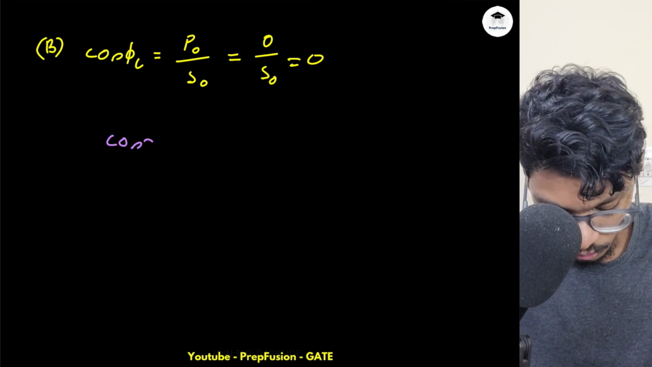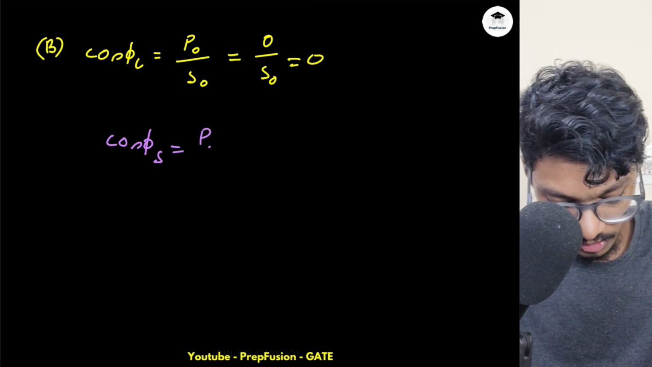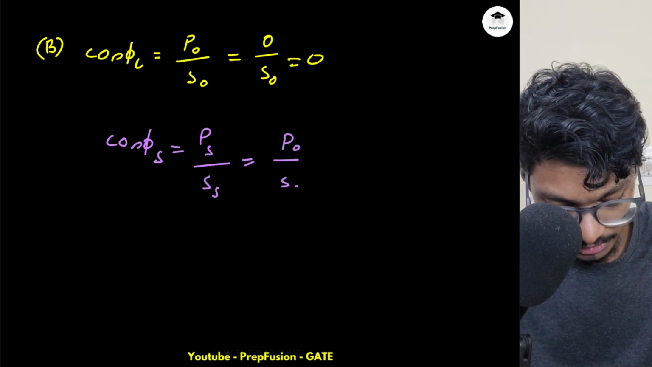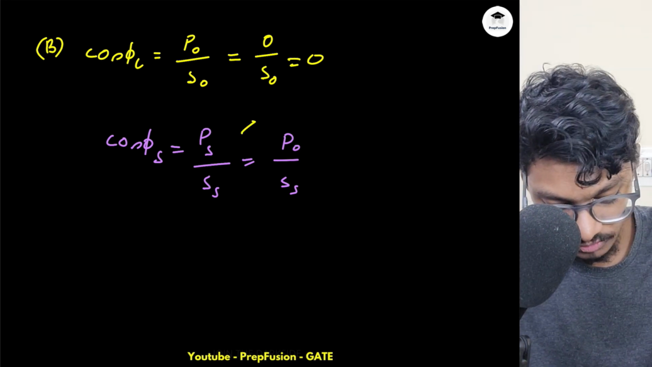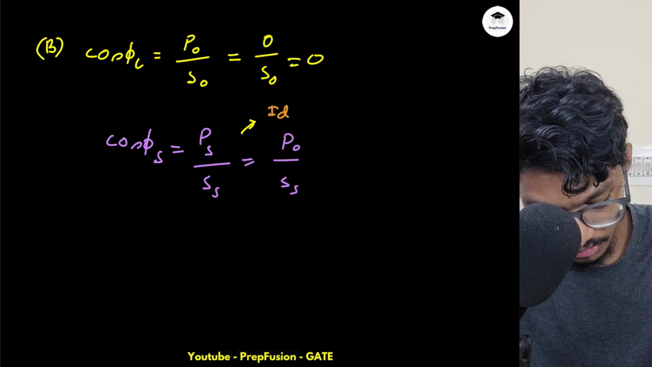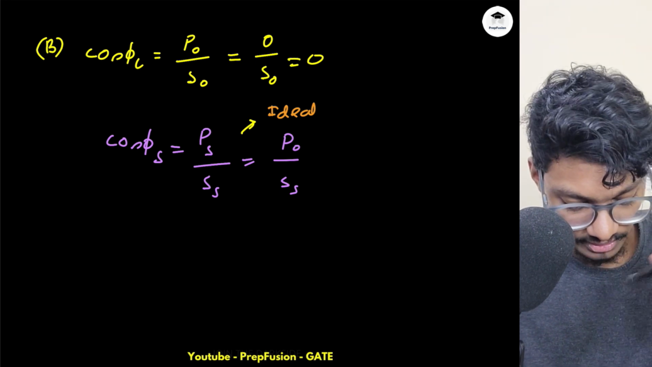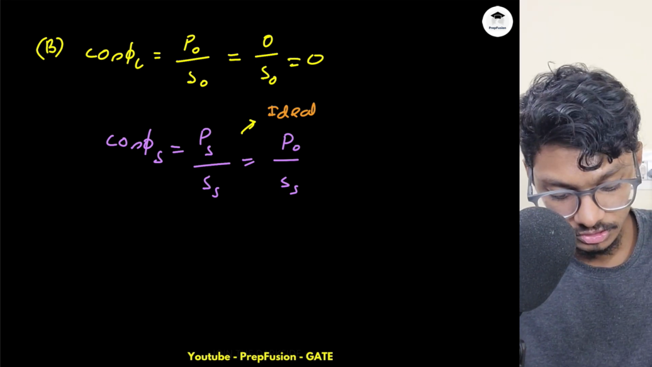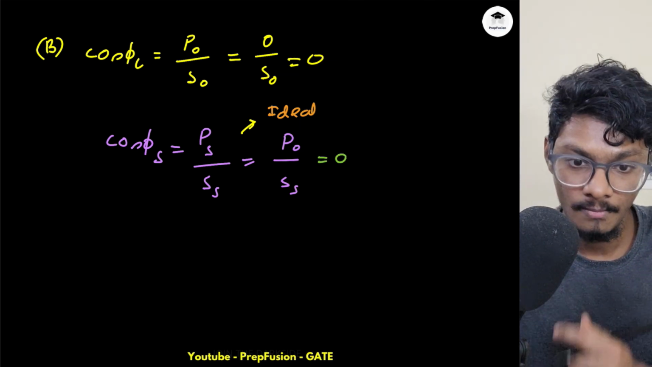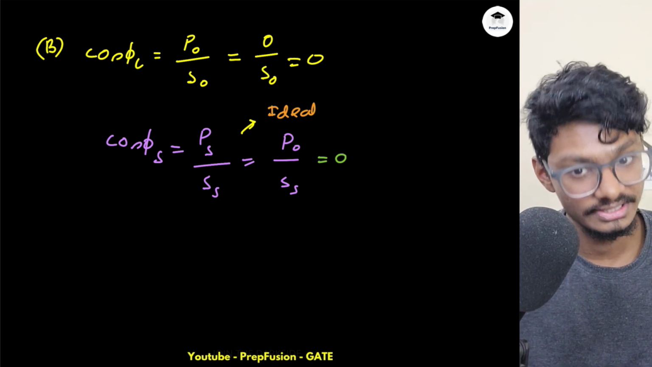Next, source power factor. Whatever the load power is, it will be equal to my source power, right? P_O, it will be P_S upon S_S, which will be equal to P_O upon S_S. Why is that the case? Because I have assumed I have an ideal converter. The converter is not absorbing any power, so that's why the source power factor will also be 0. Now power reduces, hence efficiency reduces, as I explained in the disadvantages, right?